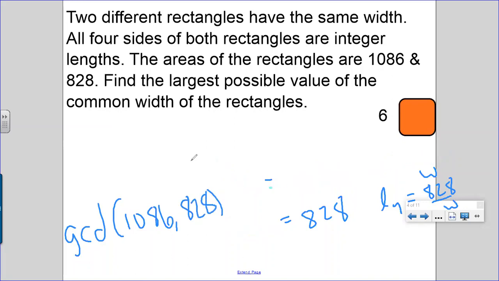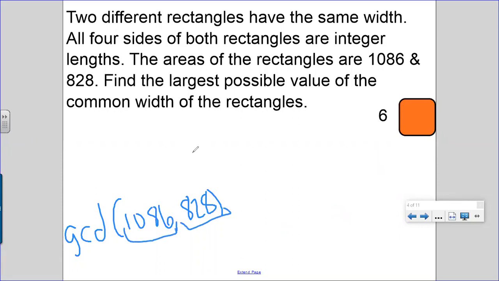And again, with a number like 6, it's probably much easier to just say, hey, these numbers are divisible by 3, the sum of the digits is divisible by 3. And oh, look, it's also divisible by 2 because they're both even, and do it that way. But let's assume we went the long way in this case with the Euclidean algorithm. So what's 1086 minus 828? What do you guys get?